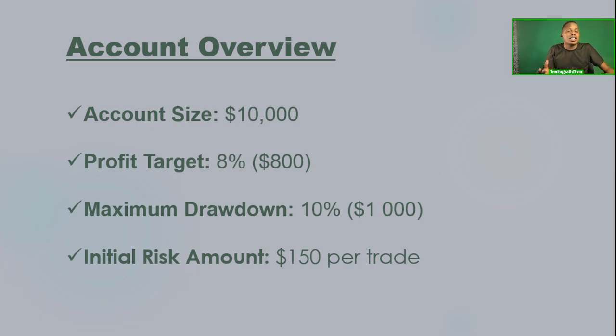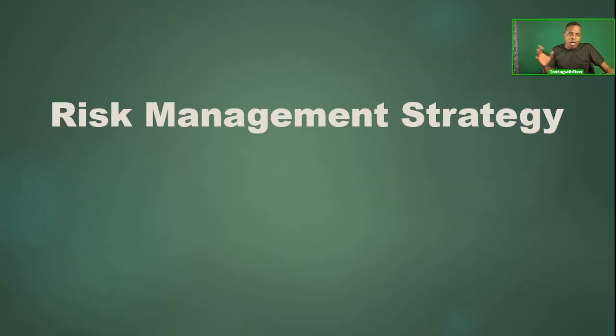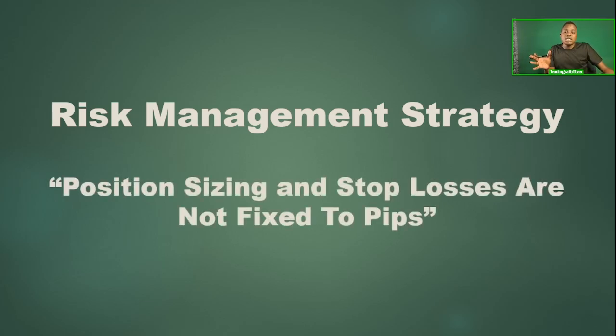There are also other things that we are going to do in risk management, and I'm going to explain them to you right now. So let's talk about the risk management strategy that I'm going to be using. First of all, position sizing and stop losses are not going to be fixed to pips, which means whenever I buy or sell, I'm not going to say I risk 20 pips or I risk 50 pips. No, the stop loss is going to be different on each and every trade, and the position size is going to be different on each and every trade. And what do I mean by this?